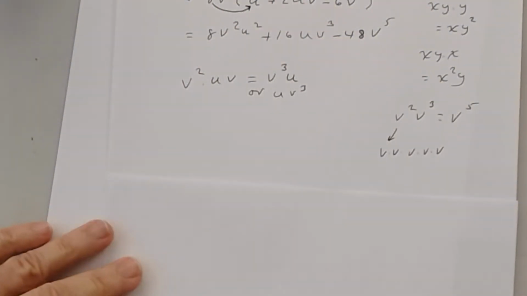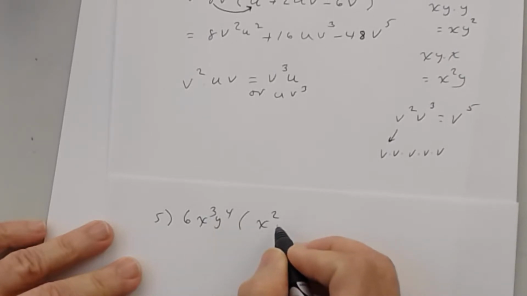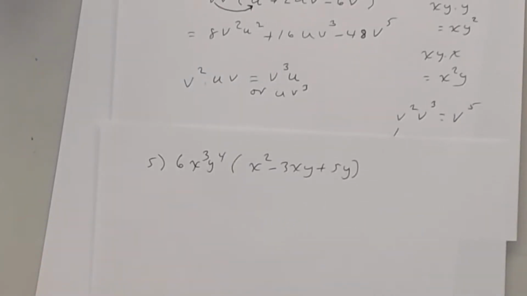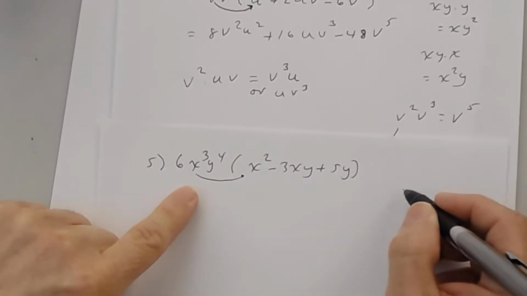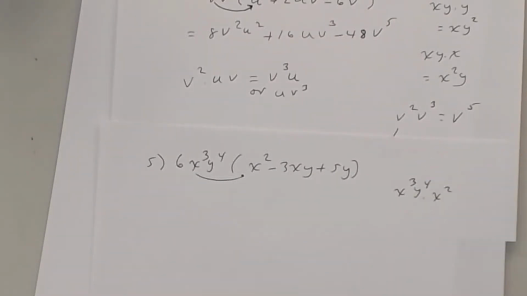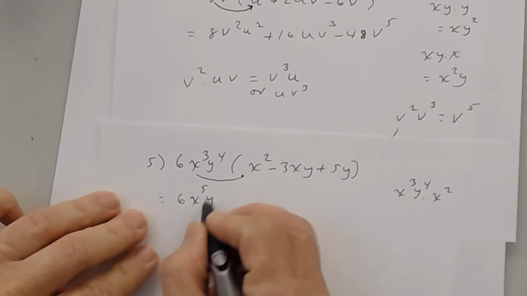Number five, suppose we had this. 6x cubed y to the fourth times x squared minus 3xy plus 5y. All right, distributive property. So basically, this is x cubed y to the fourth times x squared. You can only multiply like bases and add exponents. So I have an x cubed times an x squared. So that'd be x to the what? Fifth. And you're left with y to the fourth. So it's going to be 6 x to the fifth y to the fourth.